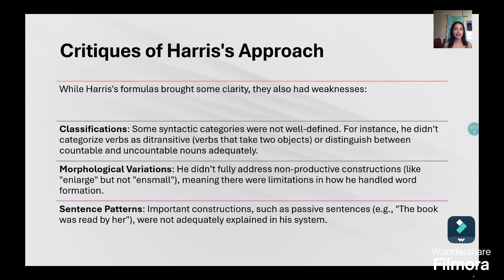He didn't fully address non-productive constructions like in large but not in small, meaning there were limitations in how he handled word formation. Sentence patterns. Important constructions such as passive sentences, for example, "The book was read by her," were not adequately explained in his system.